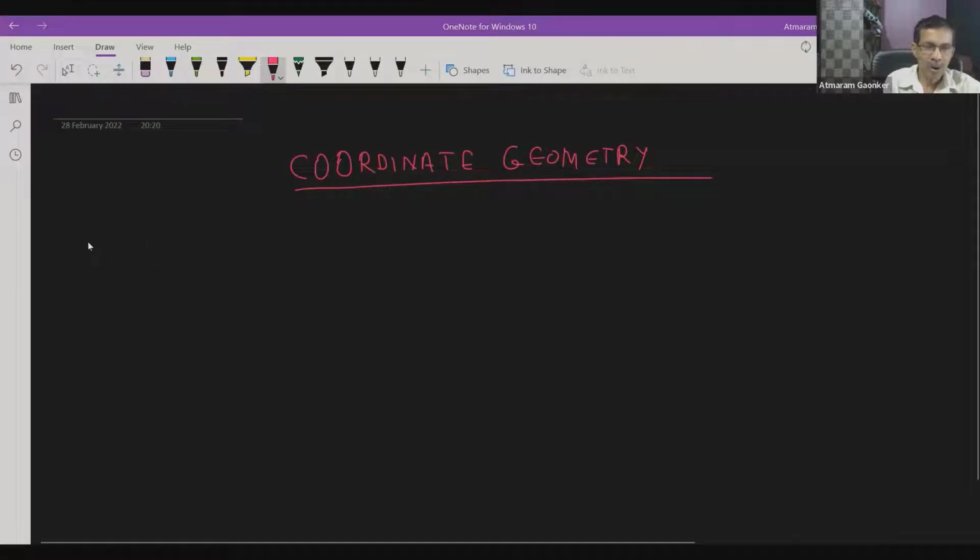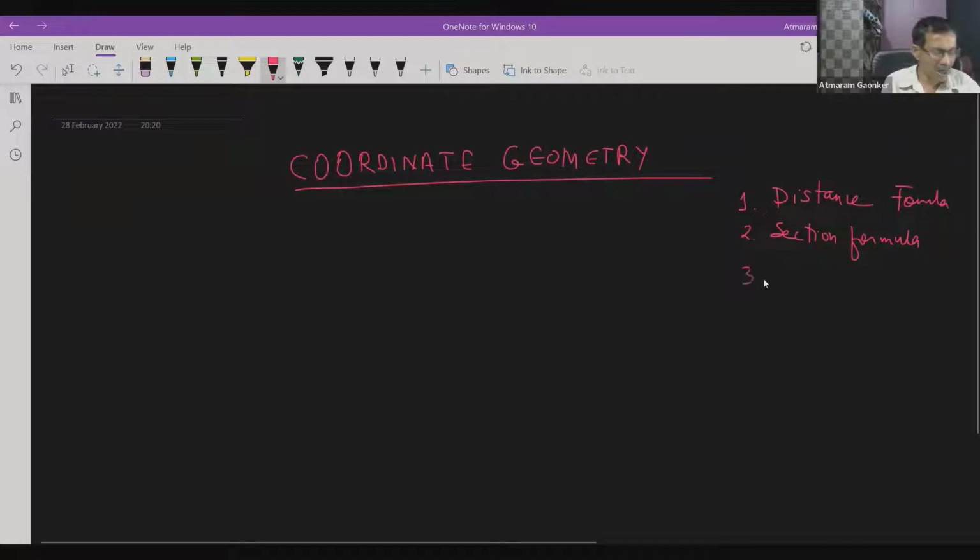What we will discuss here is, first, the distance formula, how to find the distance. Then next we will discuss the section formula. The section formula is for division of a line.